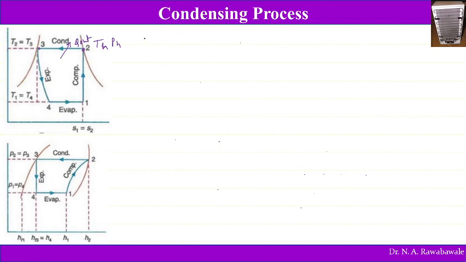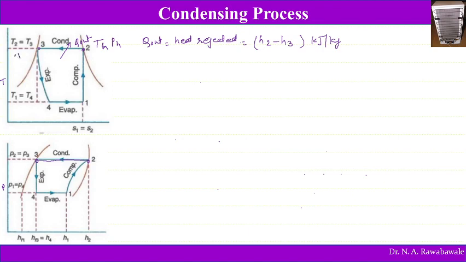So here Q out, heat rejected, is given by H2 minus H3 in kilojoules per kg. So this line 2 to 3 is shown on the pH diagram here. This is the line on the pH diagram, and on the TS diagram we are going to show 2 to 3. So here the refrigerant rejects heat and gets condensed.